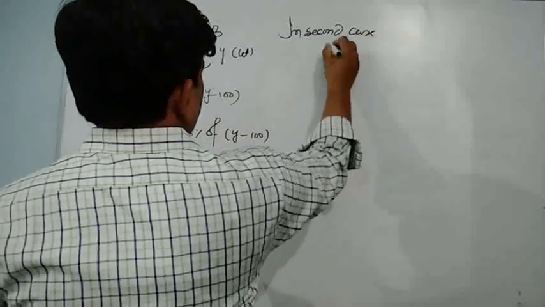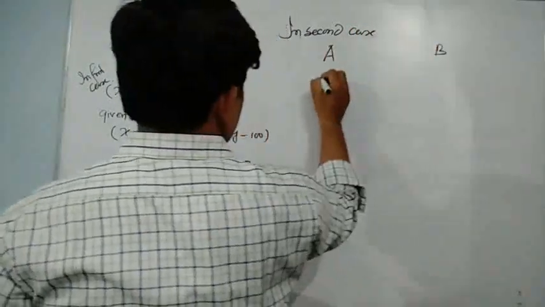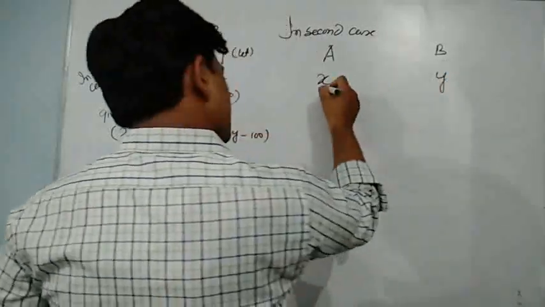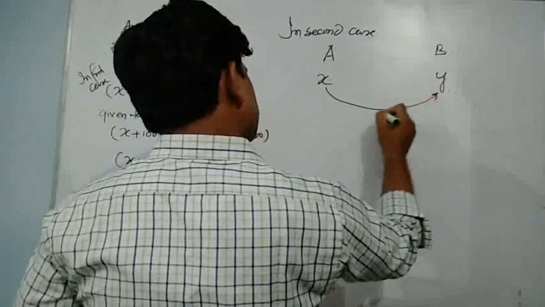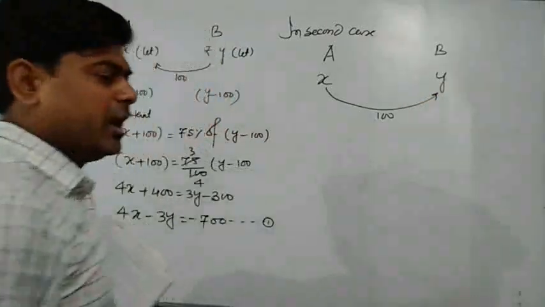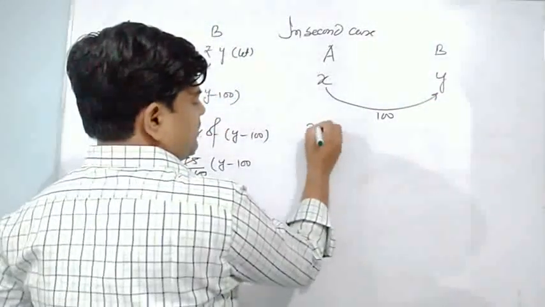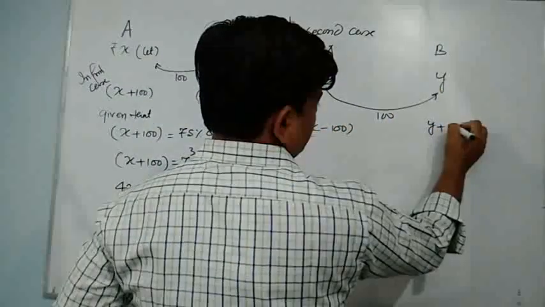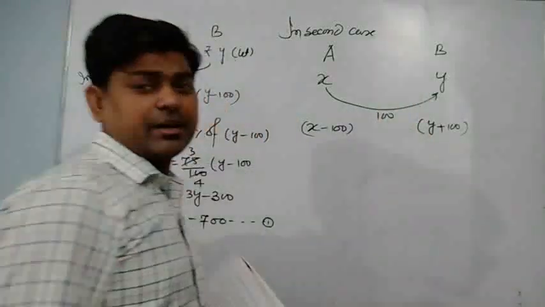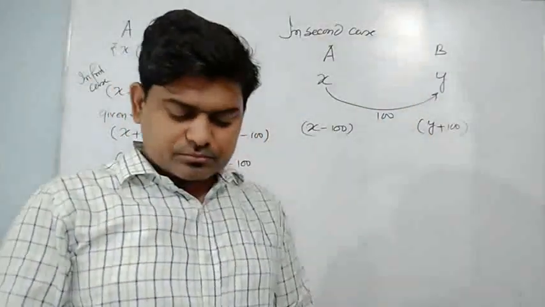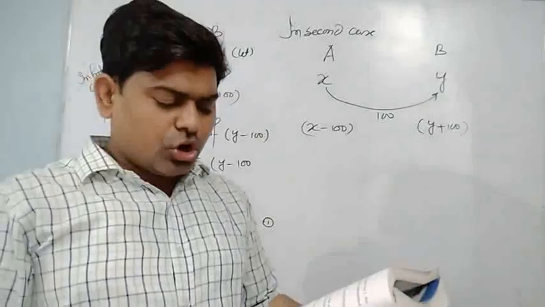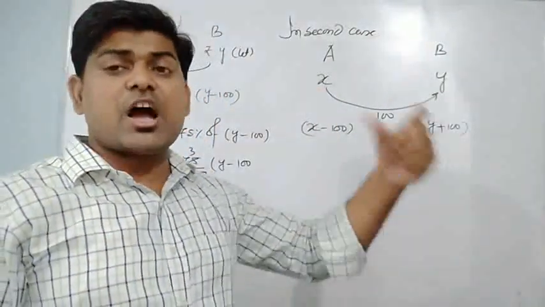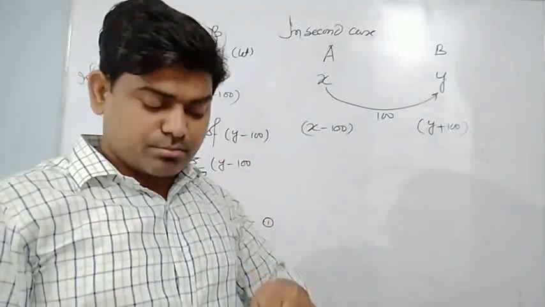In the second case again A and B are there. He is having rupees x, he is having rupees y. Now what will happen? He will give 100 rupees to him. After giving that, he will have x minus 100 and he will have y plus 100. And what did B say? B said your money will become, means this one will be 40% of my money.